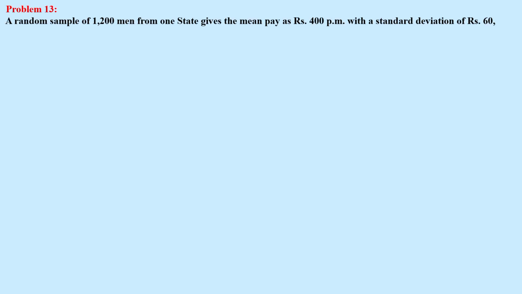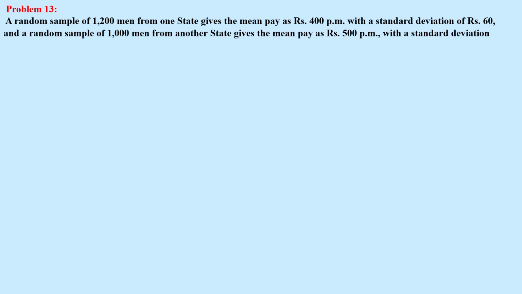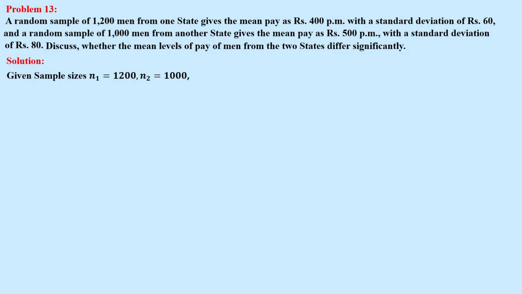Next problem. A random sample of 1200 men from one state gives the mean pay rupees 400 per month, with a standard deviation rupees 60, and a random sample of 1000 men from another state gives the mean pay as rupees 500 with standard deviation 80. Clearly they have given two sample sizes. So first state 1200, that is n1, second state 1000 men, that is n2.